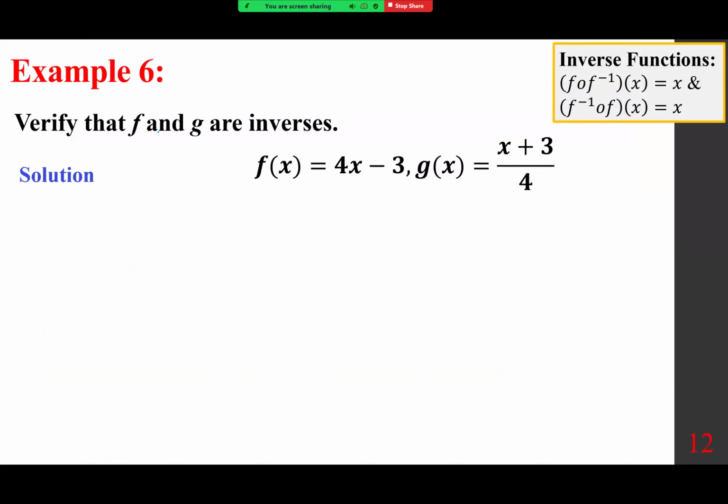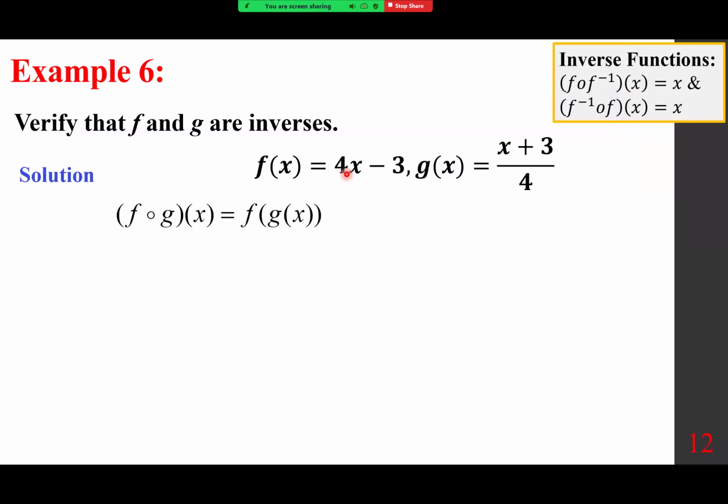Verify that f and g are inverse functions. So one of these will be good enough. I want you to know that. So you calculate f of g, you get x, that's good enough. But it's really not a bad idea to do both of them as practice. So f of g of x means f of g of x.